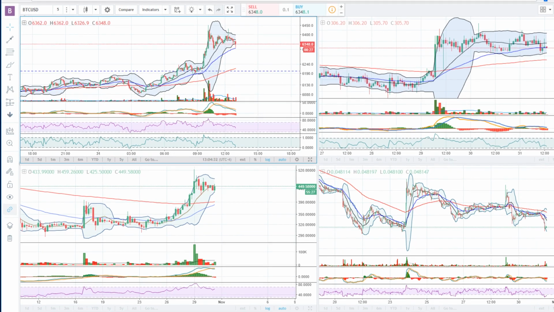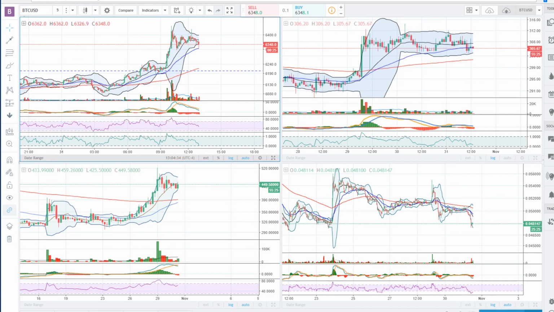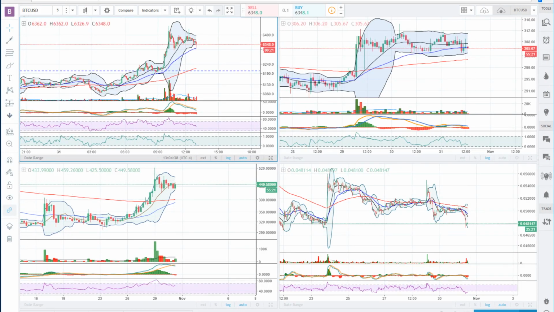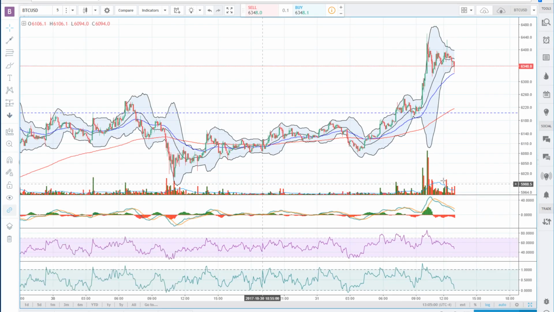So get this thing fitted too. Let's go from here. Here we go. Hey guys. Well, we're starting to see a little bit of pullback here on Bitcoin.